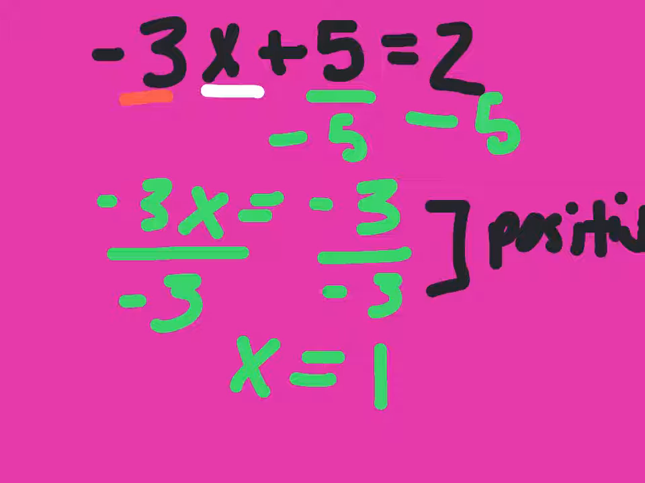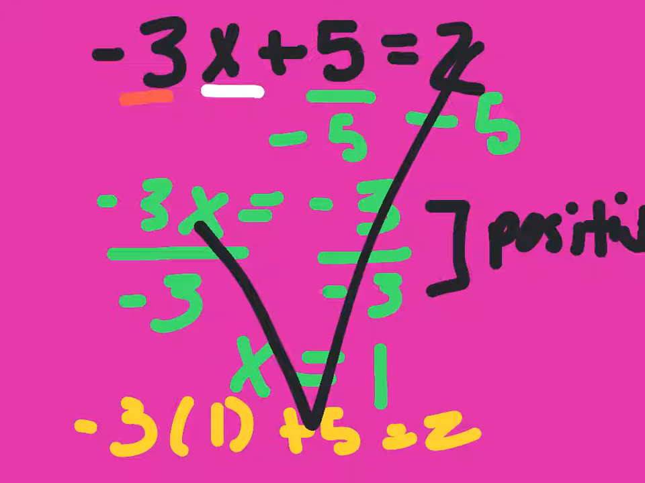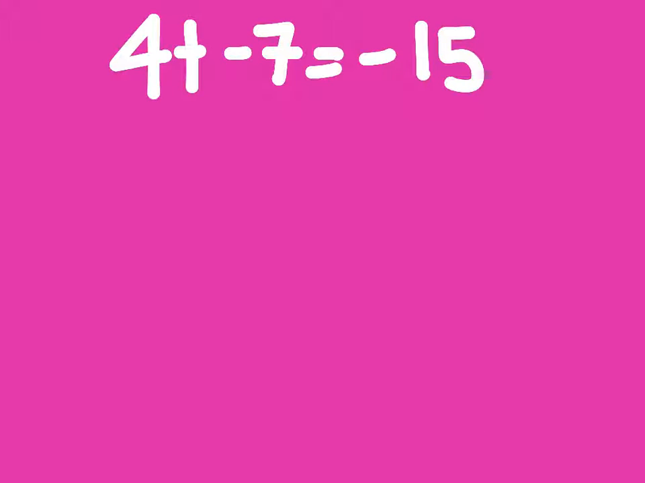Plug it back in. Negative 3 times 1 plus 5 equals 2. So that would be negative 3 times 1, which is negative 3, plus 5 equals 2. So it does check out. Go ahead and pause the video, get your answer, and when you're ready, unpause.